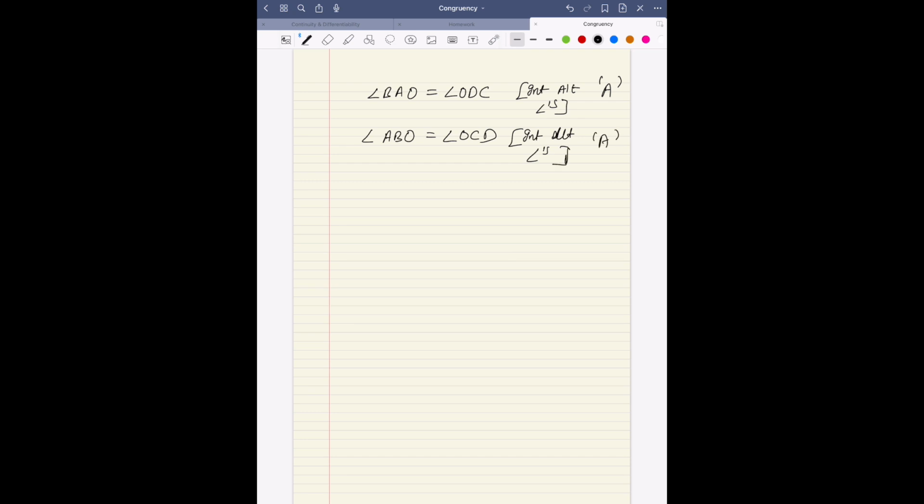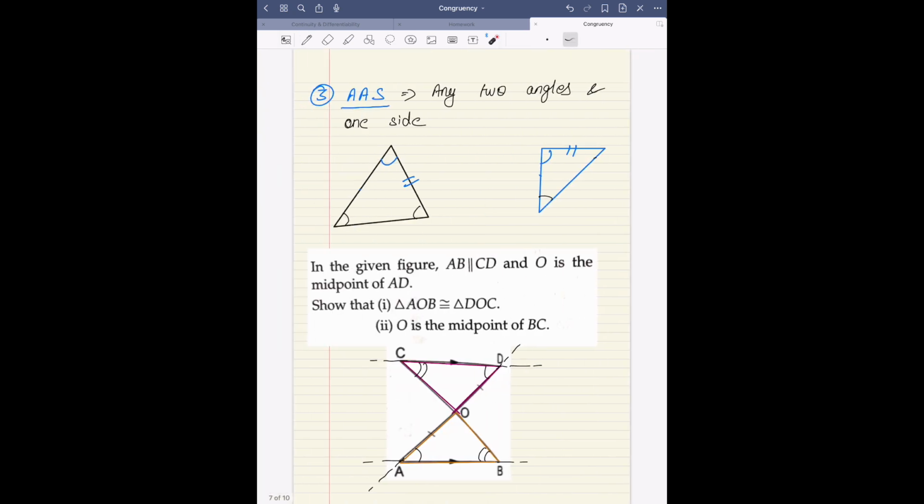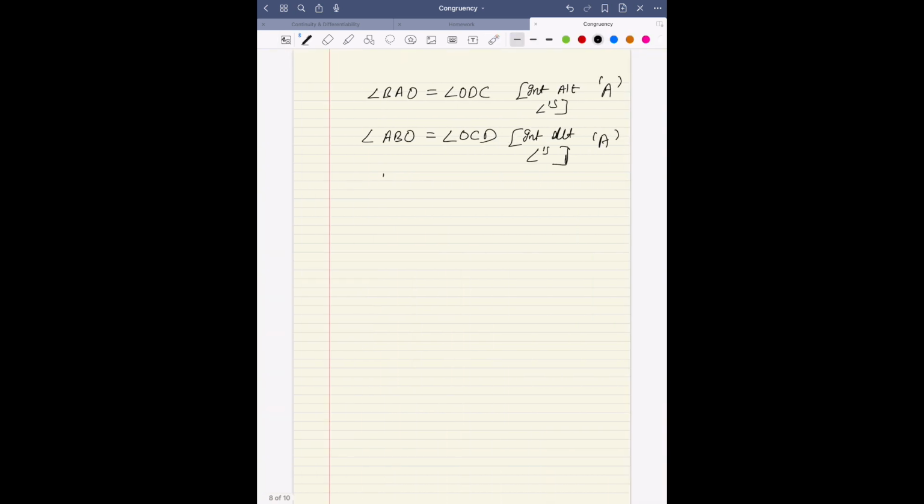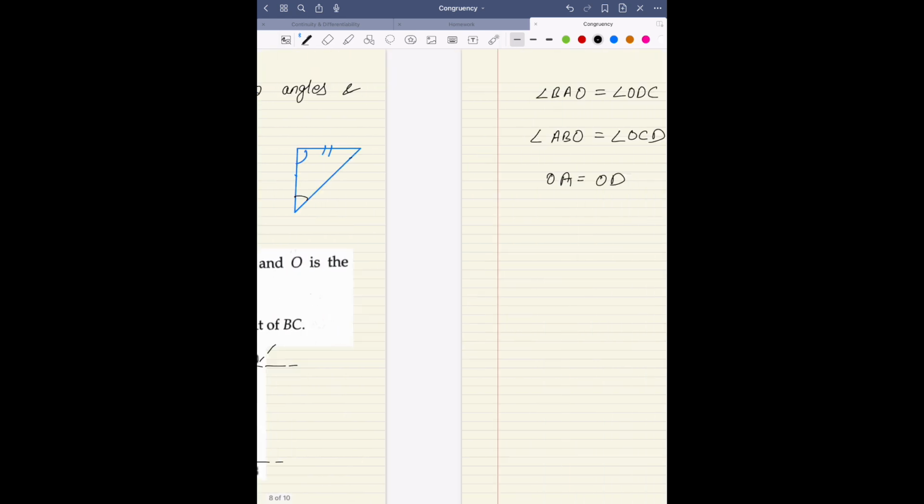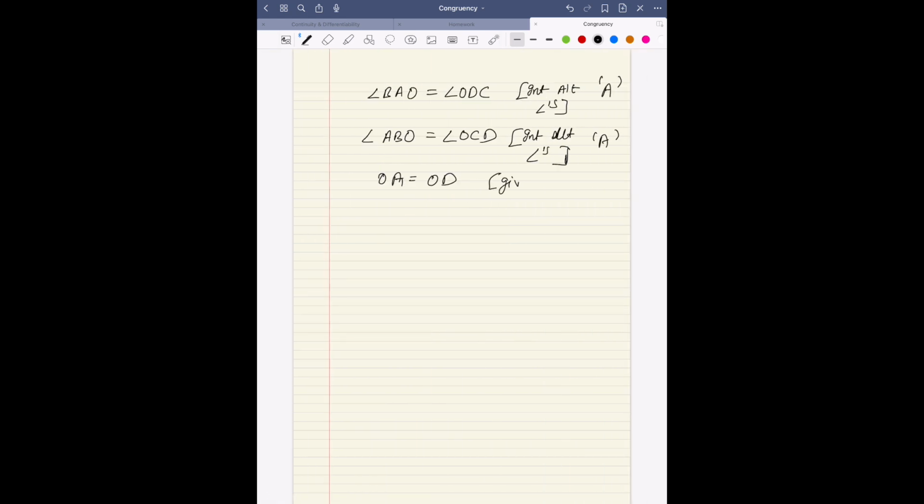We have another A equal. And one side is already given equal since O is the midpoint of AD, hence OA is equals to OD, right? This is what? This is given. This is what?